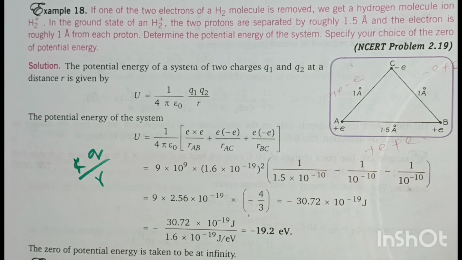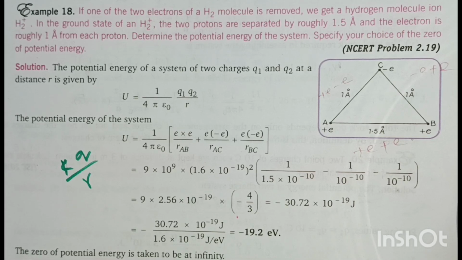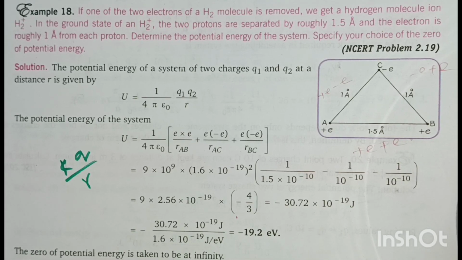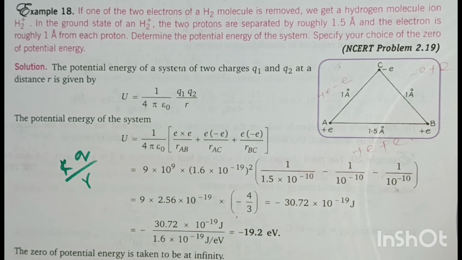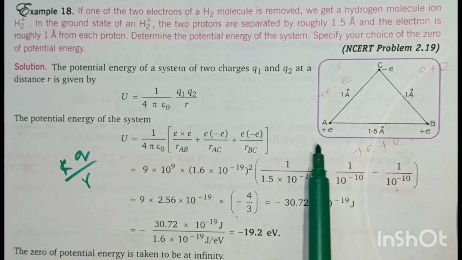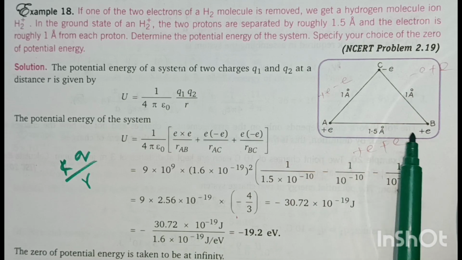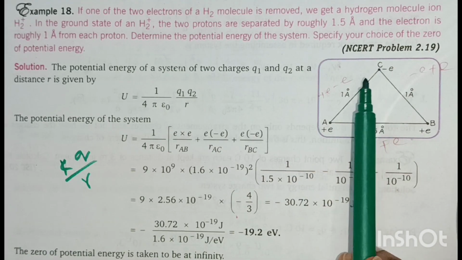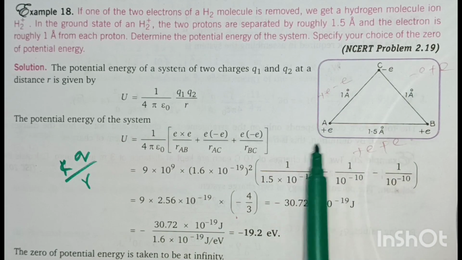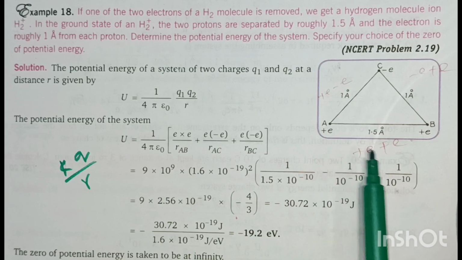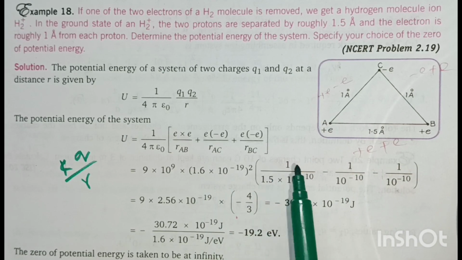If one of the two electrons of an H2 molecule is removed, we get a hydrogen molecule ion, H2 plus. In the ground state of H2 plus, the two protons are separated by roughly 1.5 angstrom, and the electron is roughly 1 angstrom from each proton. Determine the potential energy of the system. Specify your choice of zero potential energy. So now we have two protons, plus e and plus e, separated by 1.5 angstrom, and one electron at a distance of 1 angstrom from each. We have to find the potential energy of this system, as asked in the question.